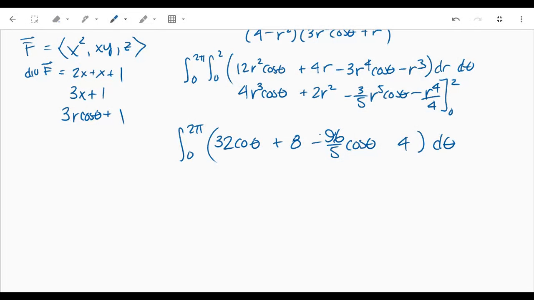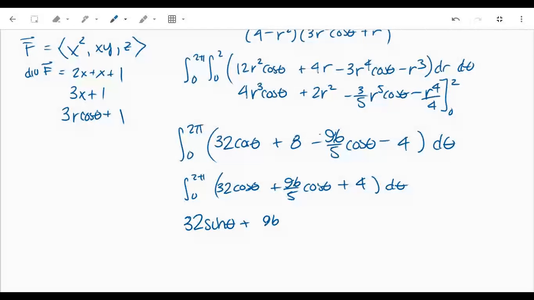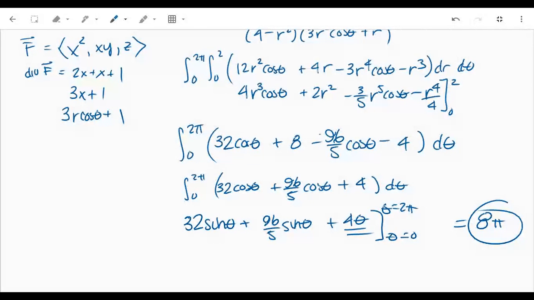I'm not going to combine the cosines because what's the integral of cosine? Sine. And when I plug in 0 and 2 pi, 0. So I'm not even going to take the work to do that. So I'm going to have 32 sine theta plus 96 over 5 sine theta plus 4 theta from theta equals 0 to theta equals 2 pi. And just like last time, the only thing that matters is 4 theta when theta is 2 pi, and I get 8 pi. Okay, yay.